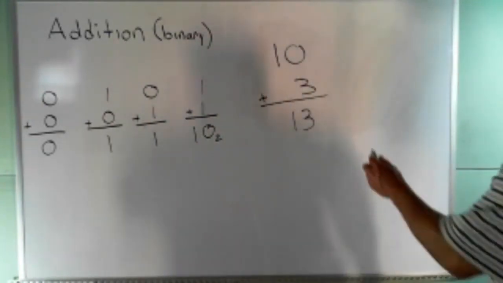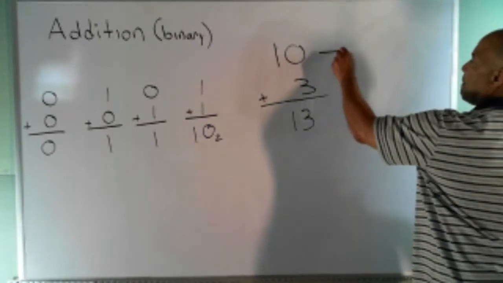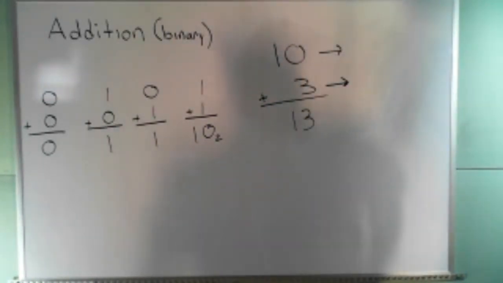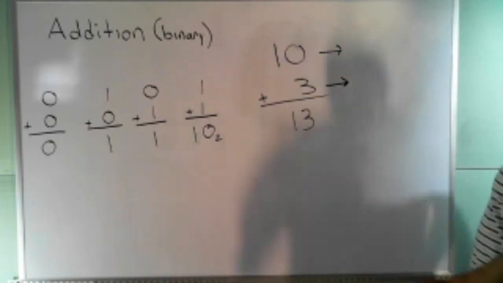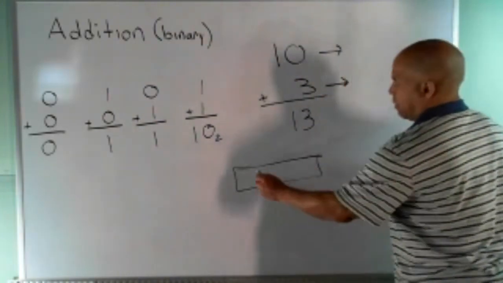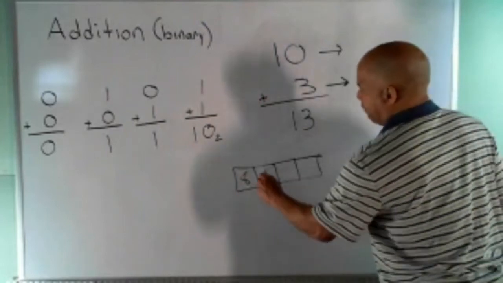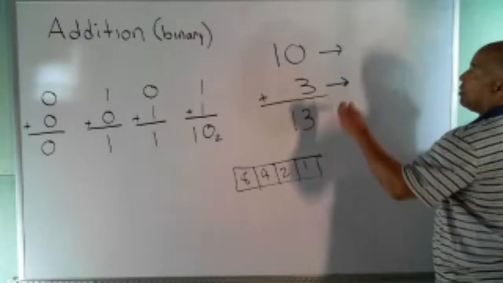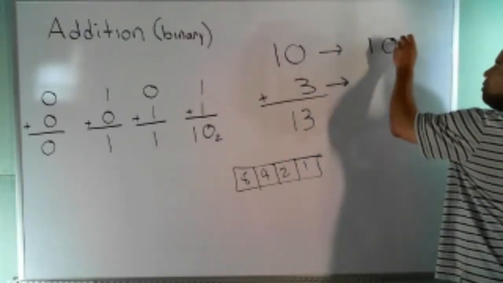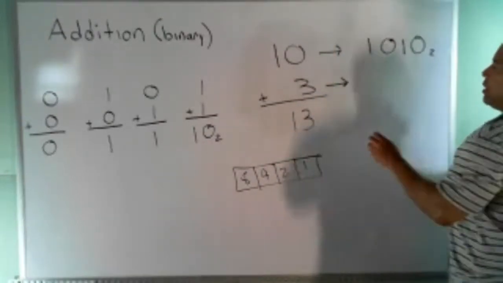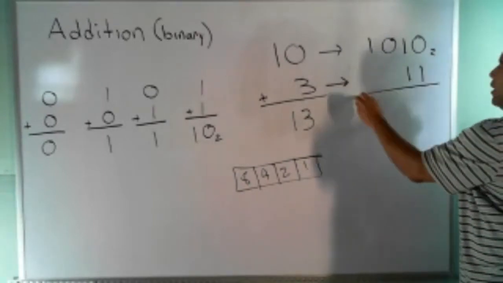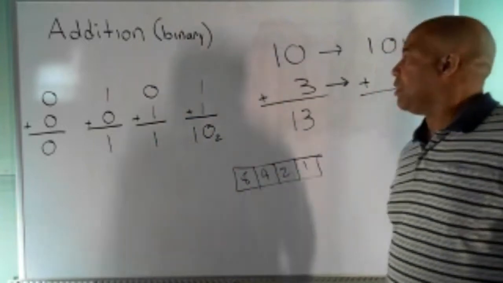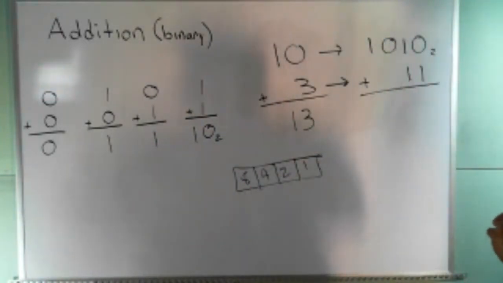So convert 10 to binary and convert 3 to binary. And if you convert 10 to binary, think about your 8, 4, 2, 1. You need an 8 and you need a 2. So this is a 1, 0, 1, 0 base 2. And then here's my 3, and I want to add those up. So see if you can take this and apply the rules to it, and let's see what happens.